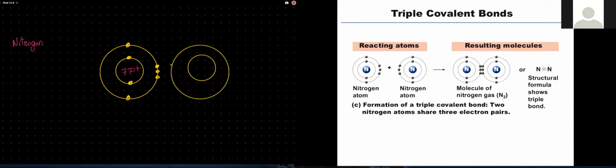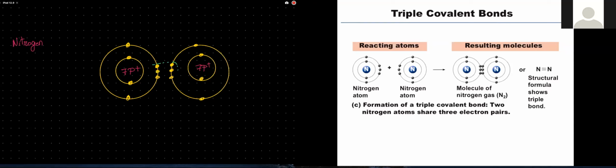So again, am I chemically stable here as nitrogen? What do you think? If I have just 5 electrons in my outermost valence shell, am I chemically stable? No. In order to become chemically stable, how many more electrons do I need? If I have 5, I need 3 more electrons.